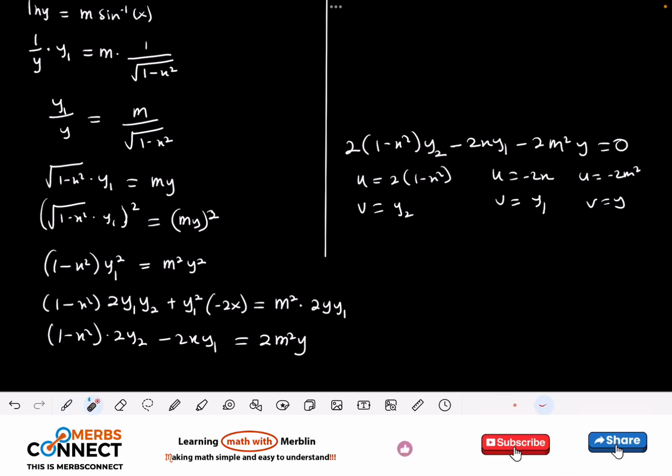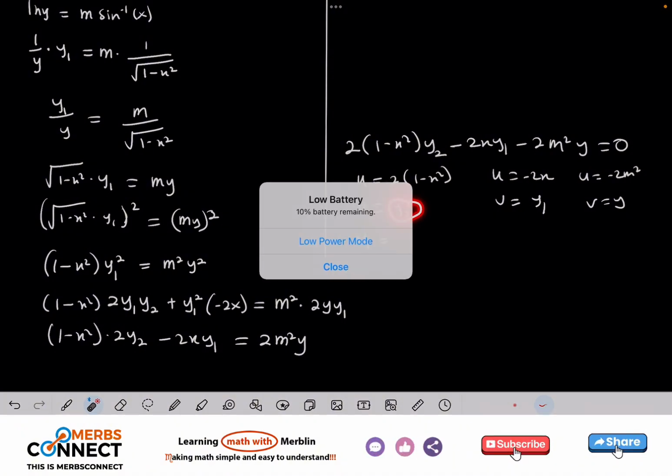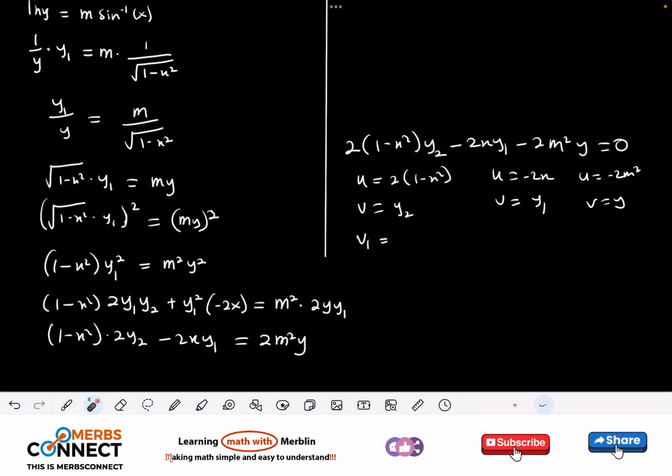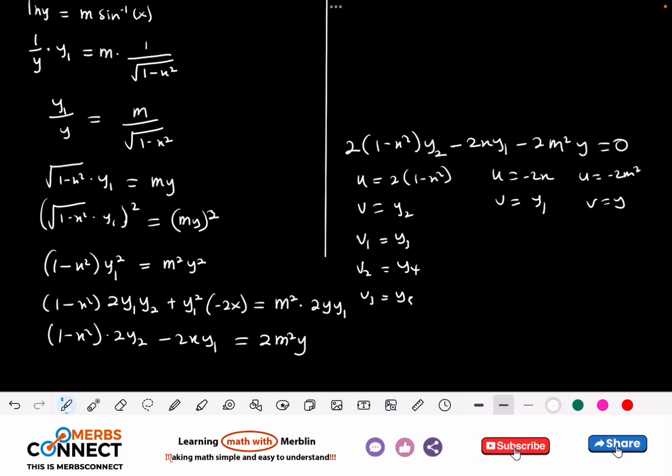Now, if I want to differentiate this, remember that this one here is already differentiated 2 times. So what will be y1? Sorry, Vn1 is going to be, this one is differentiated 2 times. So when I differentiate it again, it's going to be 3 times. So this one will be y3, y2 will be y4 and y3 will be y5.